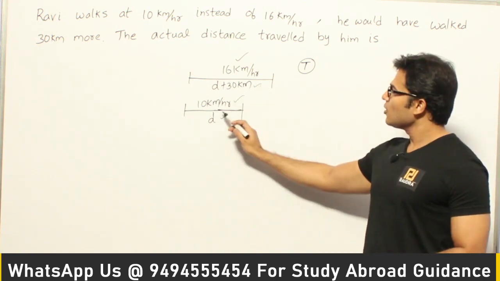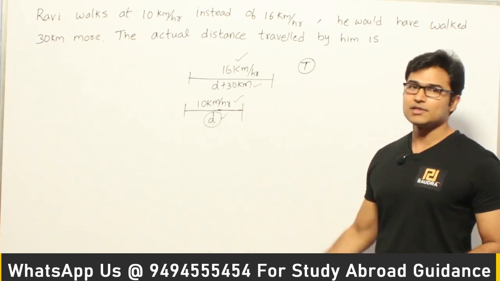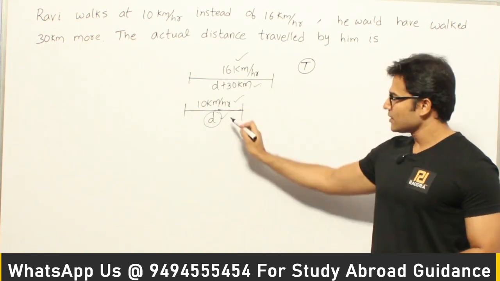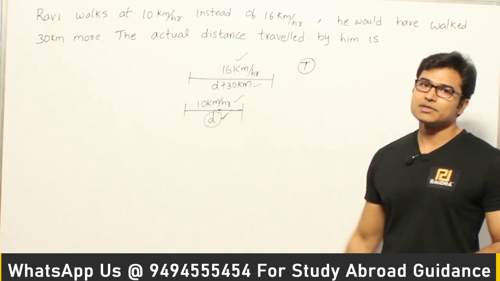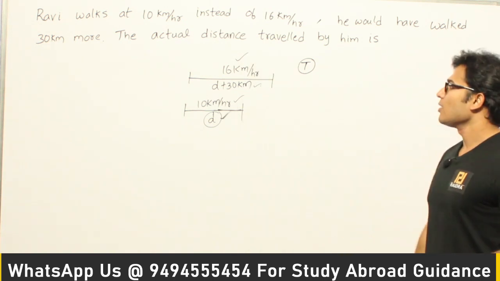Now they are asking what the actual distance he walked. See, this didn't happen, this happened. That is why, what is the actual distance traveled? This is the actual distance traveled. Got it? Okay, now how to solve it?